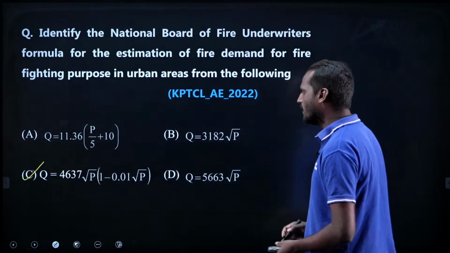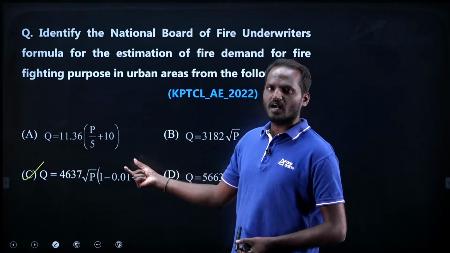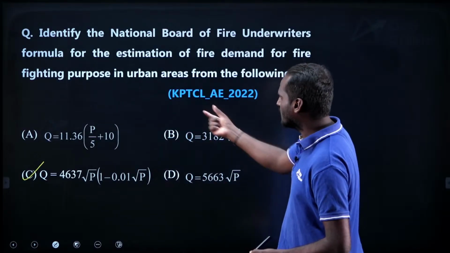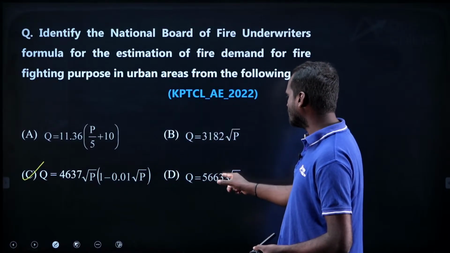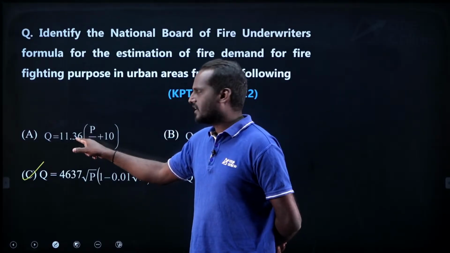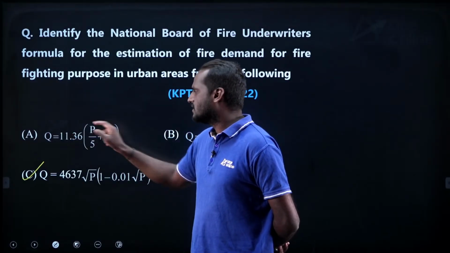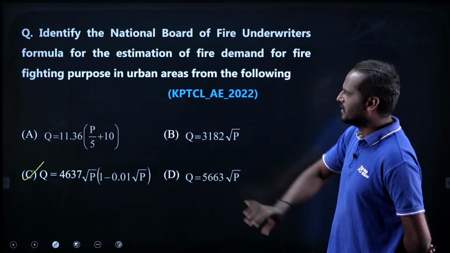4637 root P (1 minus 0.01 root P) is the National Board of Fire Underwriters formula. If you look at the other options, 3182 is the Kuchling formula, 5663 is the Buston formula. This one is the Freeman formula, but given as wrong. 1136 is correct, but that is the option given. But here the question is option C.